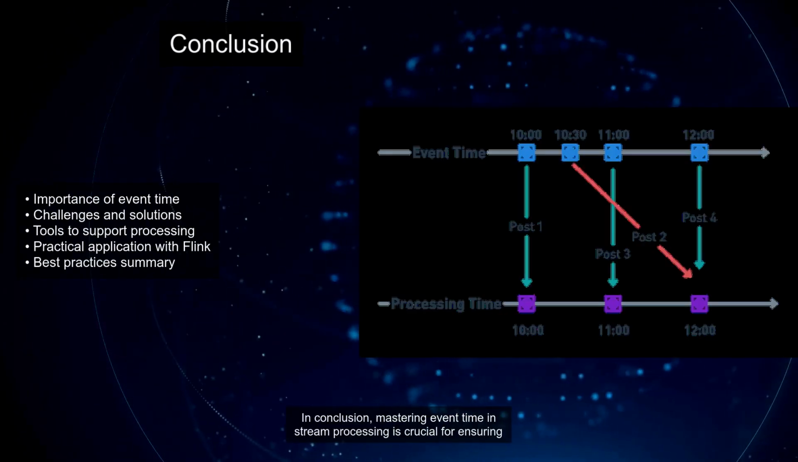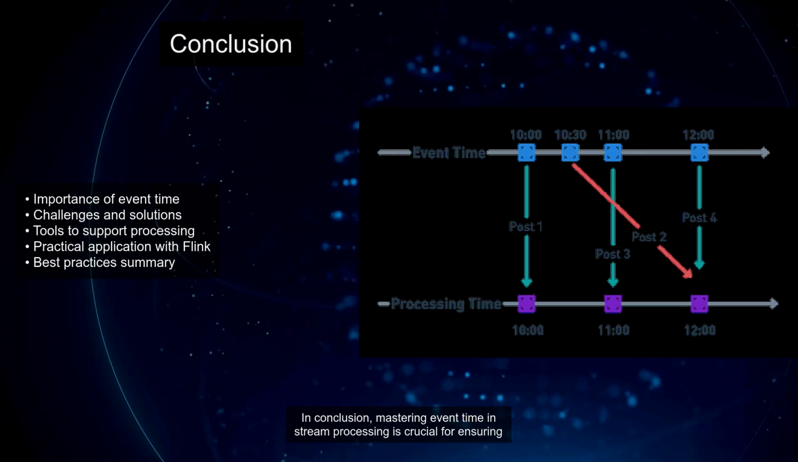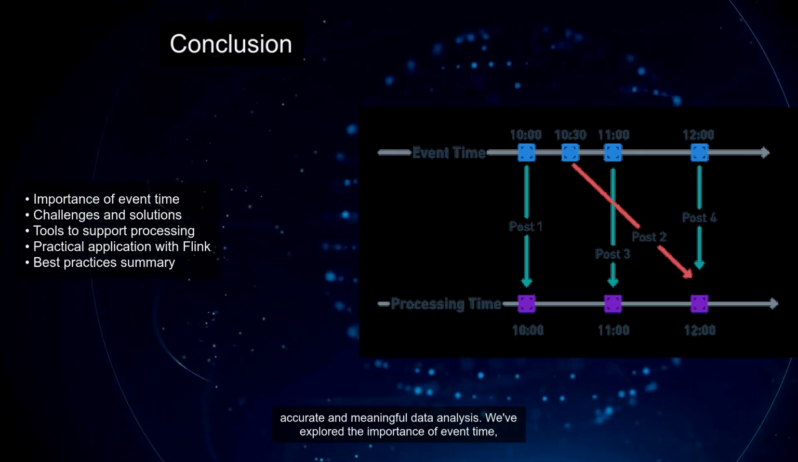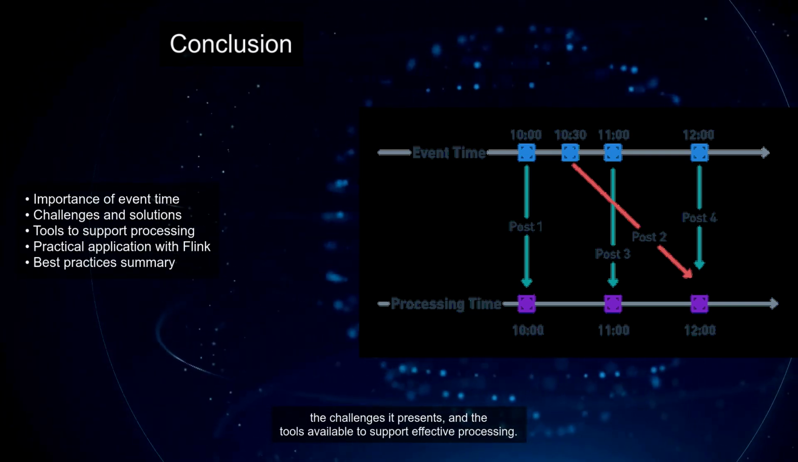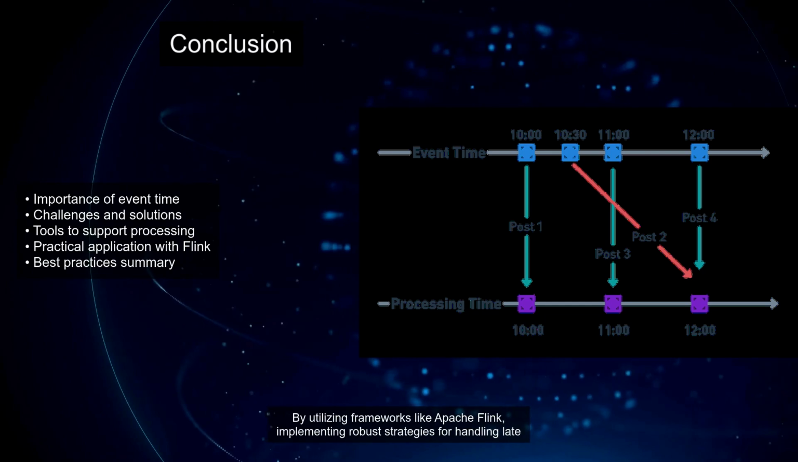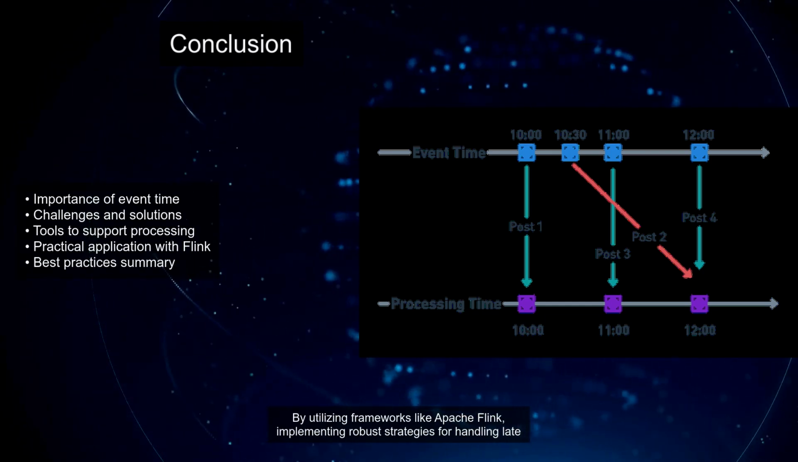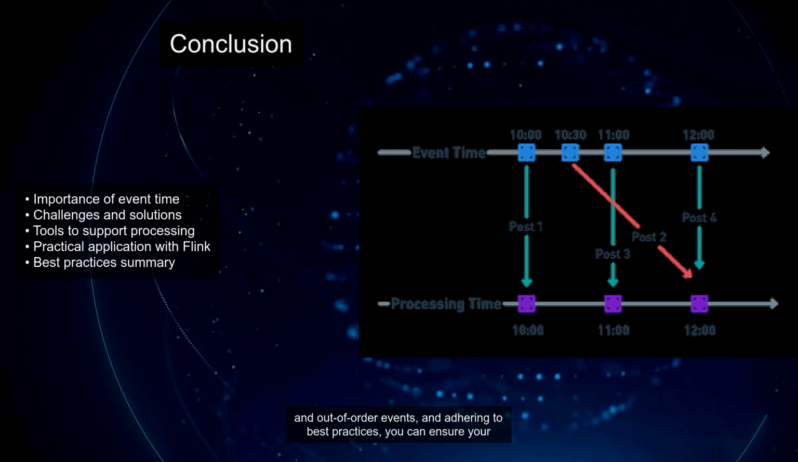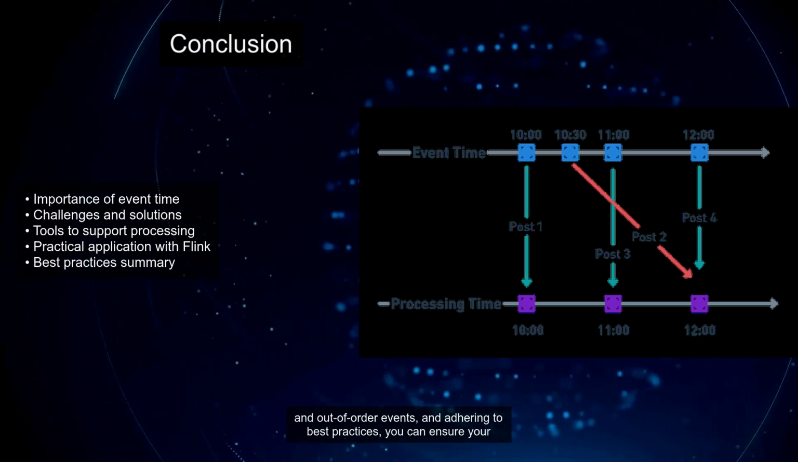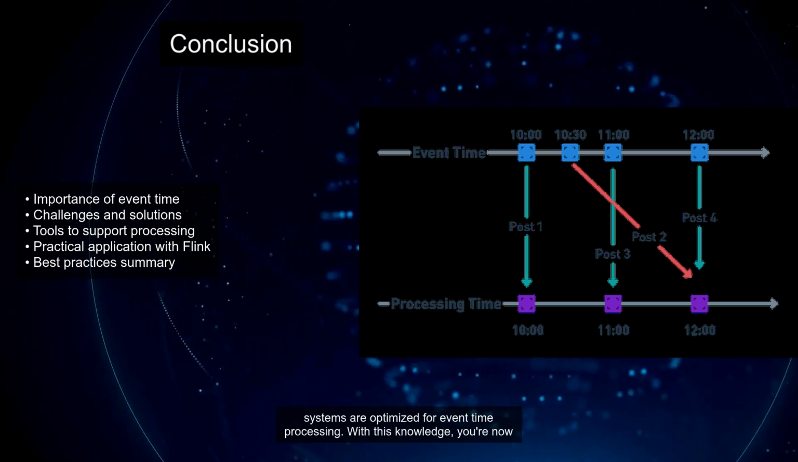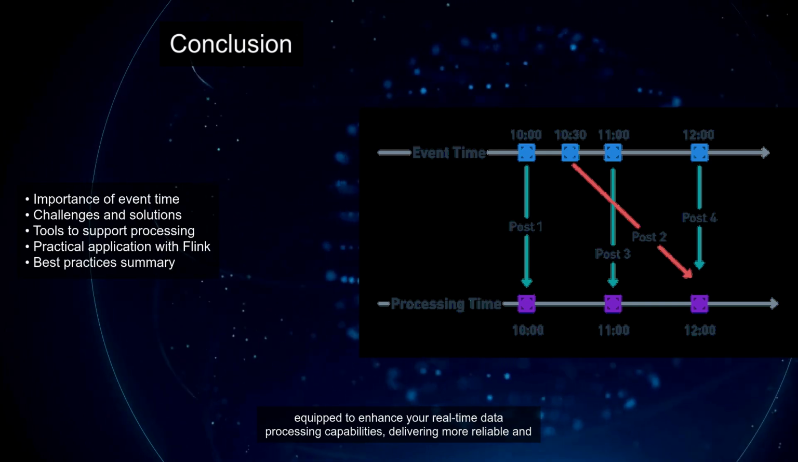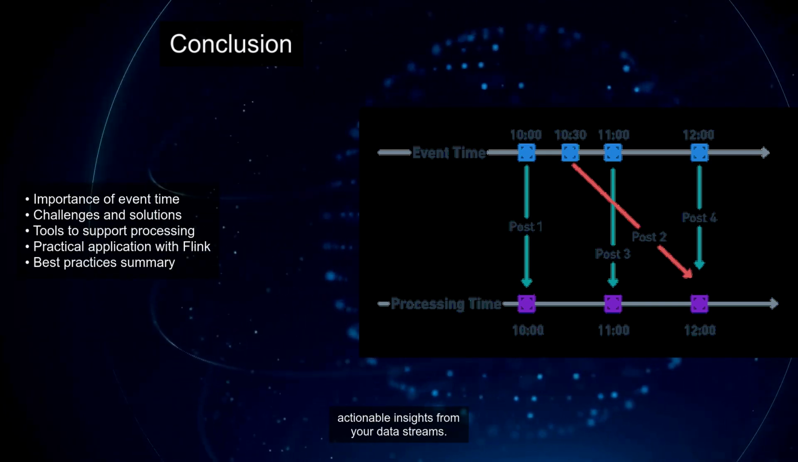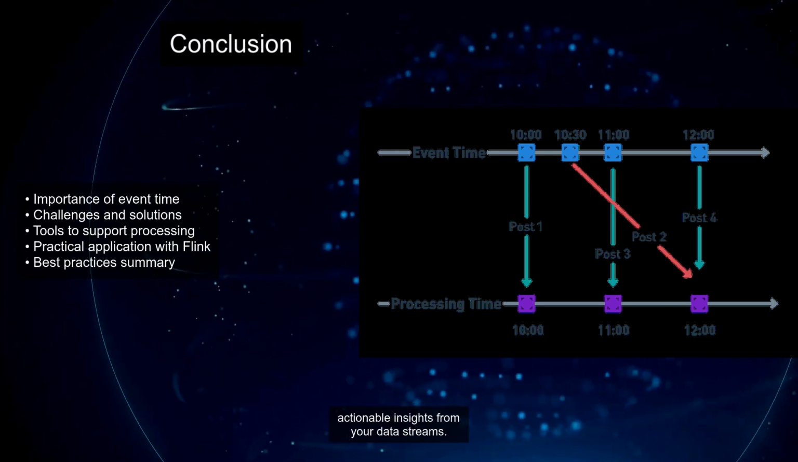In conclusion, mastering event time in stream processing is crucial for ensuring accurate and meaningful data analysis. We've explored the importance of event time, the challenges it presents, and the tools available to support effective processing. By utilizing frameworks like Apache Flink, implementing robust strategies for handling late and out-of-order events, and adhering to best practices, you can ensure your systems are optimized for event time processing. With this knowledge, you're now equipped to enhance your real-time data processing capabilities, delivering more reliable and actionable insights from your data streams.